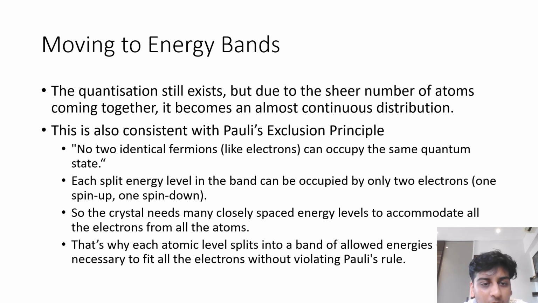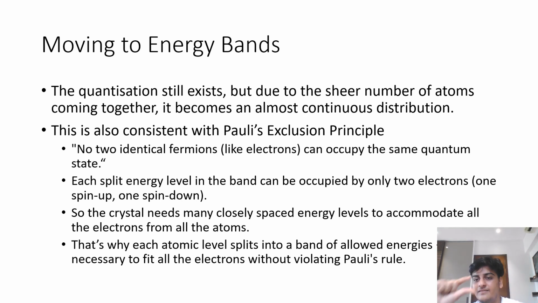One more point that I wanted to cover is that the quantization still exists, right? Your question might be: you had these discrete energy levels, and now how are you getting these continuous bands? The truth is that you aren't getting truly continuous bands, but because of the sheer number of atoms coming together, it becomes an almost continuous distribution. There's a typo here. I meant continuous. I've written discrete. Please note that. So it becomes an almost continuous distribution.